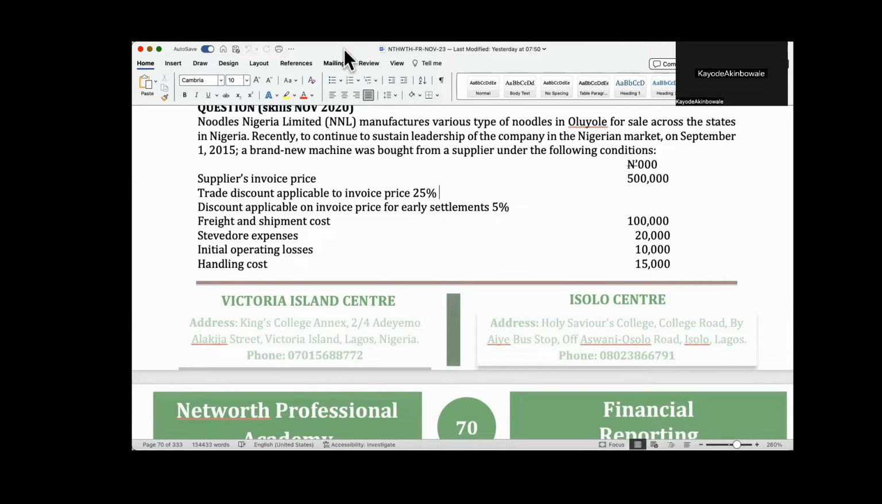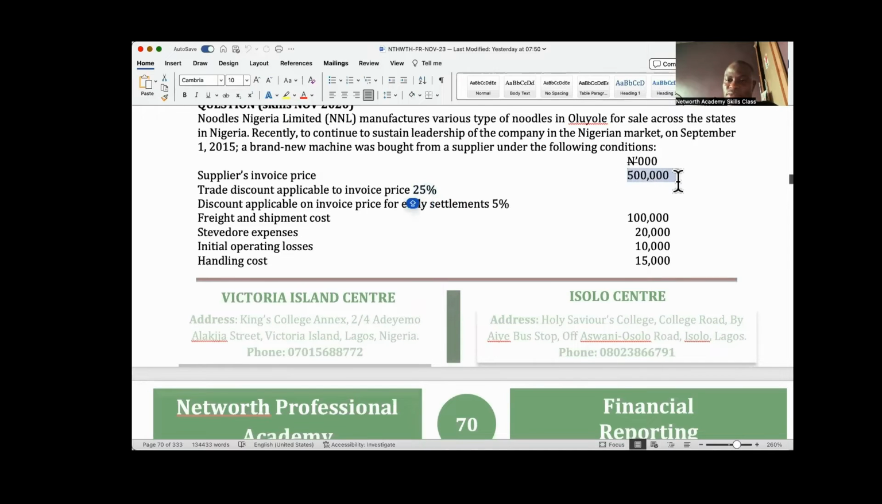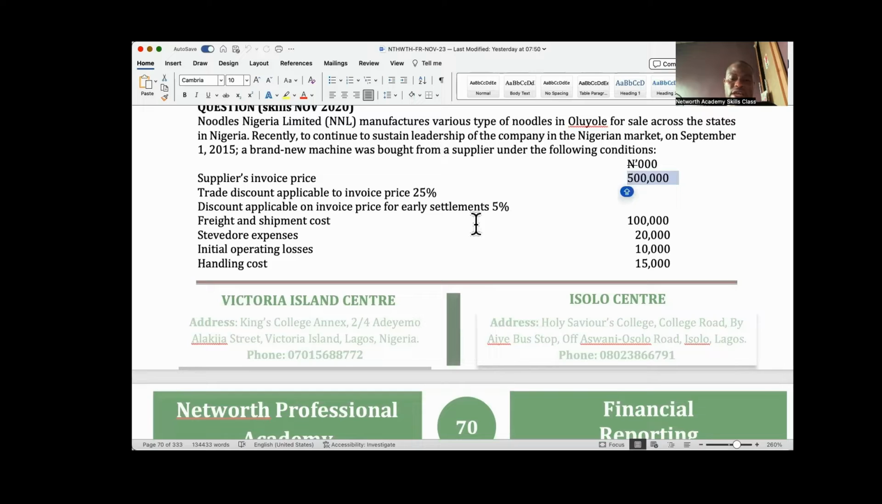We are deducting now. We will deduct trade discount. I explained that last week. Trade discount should be deducted. So how much are we deducting? 25% of 500,000. How much will that give us? That should be 125,000. So that means we will deduct 125,000.